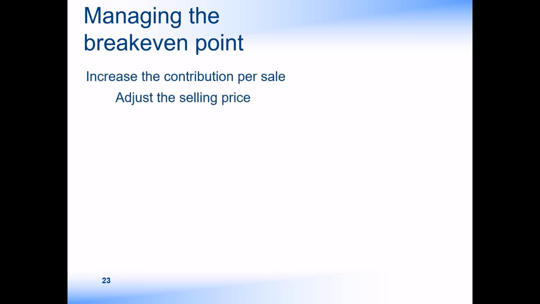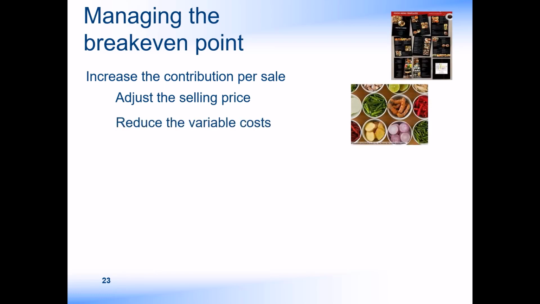Let's close this video by looking at a few things we could do to reduce the level of activity at which break-even is achieved. We could try and increase the contribution made on each sale. This could be achieved by adjusting the selling price, but here we need to be careful of the sensitivity of customers to the price and also the reaction of competitors. We could also try and reduce the variable costs. For example, in a restaurant situation, moving towards less expensive ingredients or making subtle changes to the menu items.